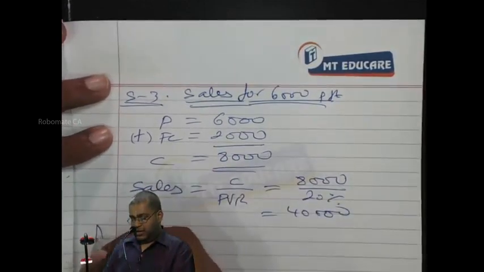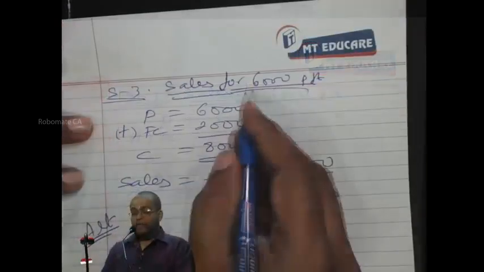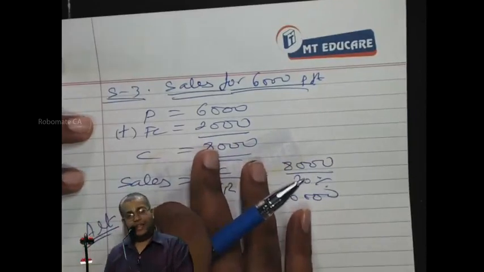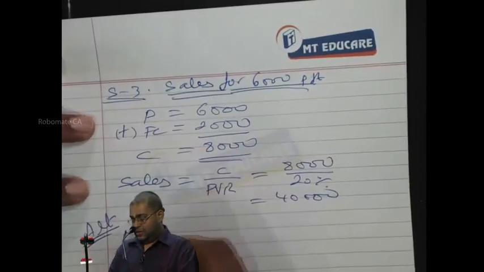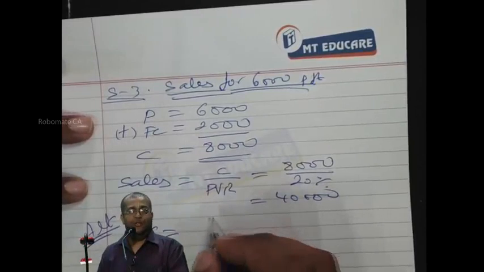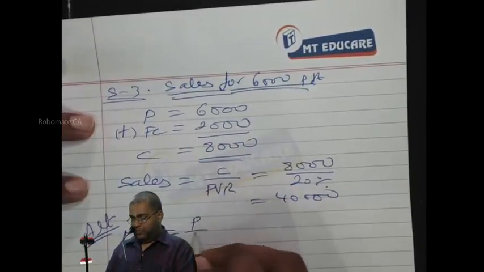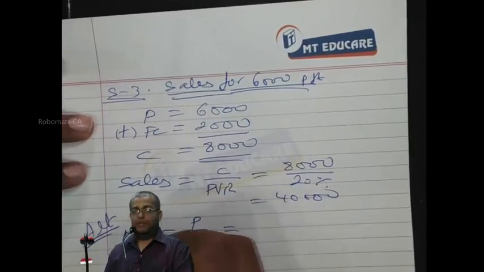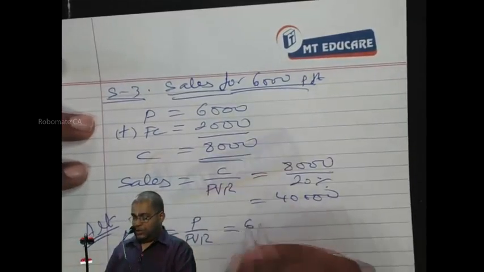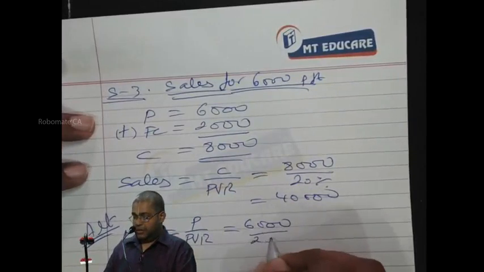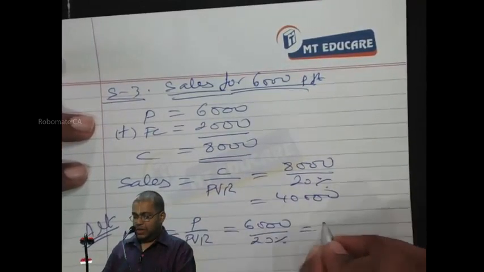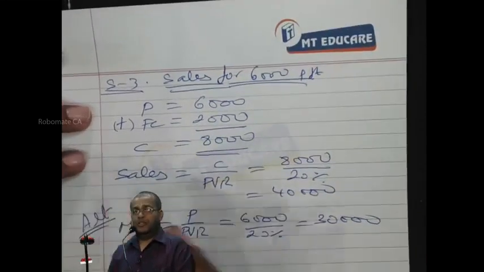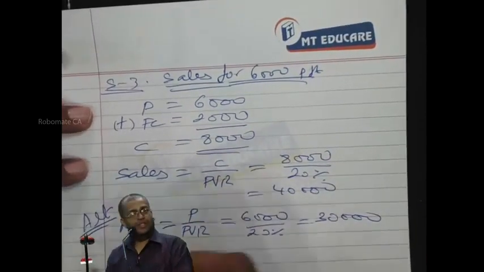Now, alternatively. Whenever you speak about profit, who is the husband of profit? Margin of safety. Write down: margin of safety is equal to profit by PV ratio. I want 6,000 profit, divided by 20%. What is the margin of safety amount? 30,000. Margin of safety is 30,000.